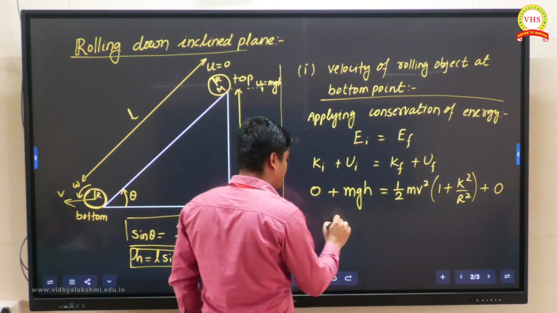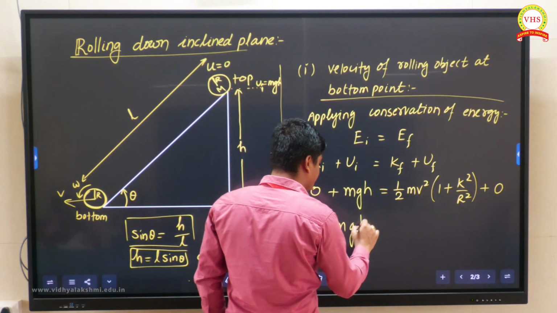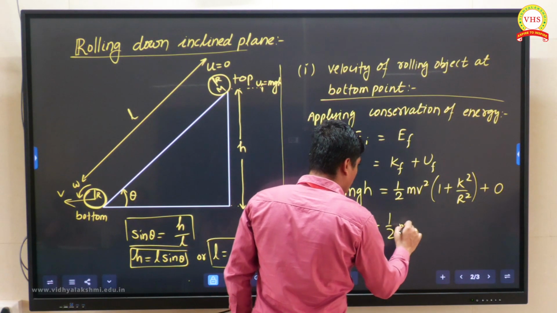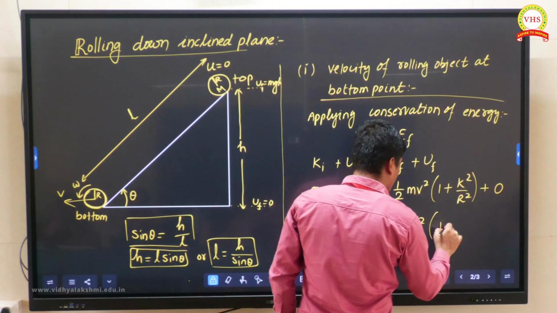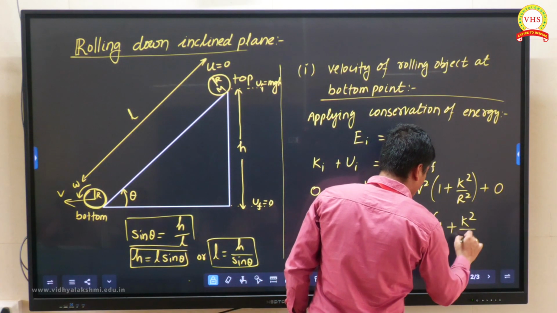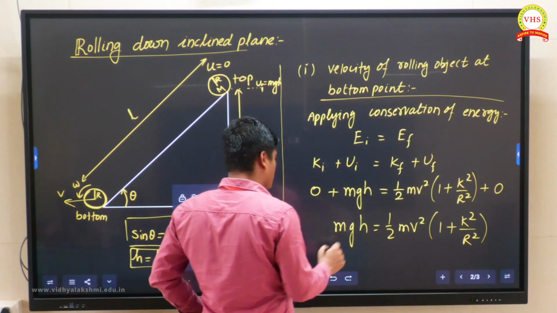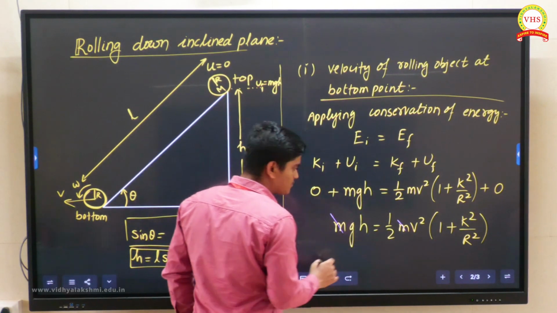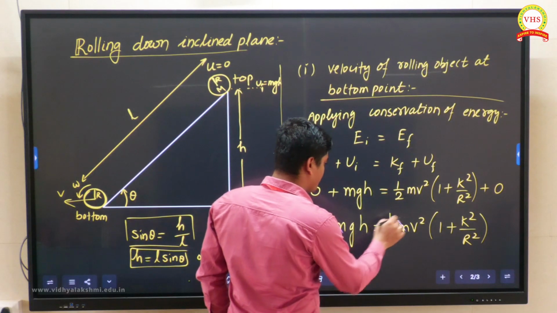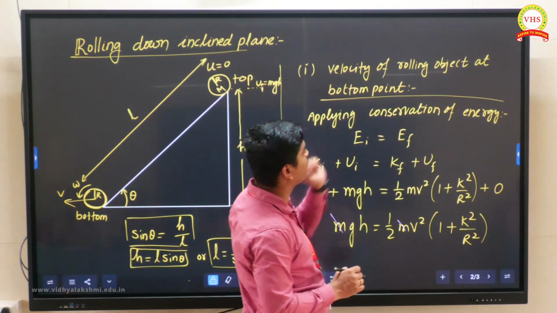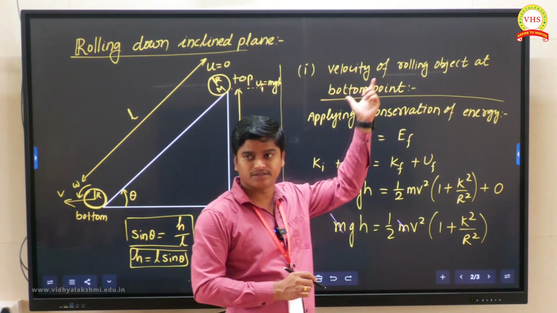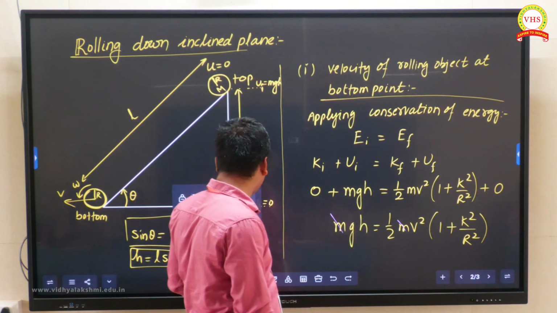Now from here the expression we get is mgh equal to 1/2 mv squared into (1 plus k squared by r squared). Now you cancel m and m. Anything other? No. Now I want to find V, the velocity of the rolling object at the bottom point, right? If I want to find V, what will I do here?